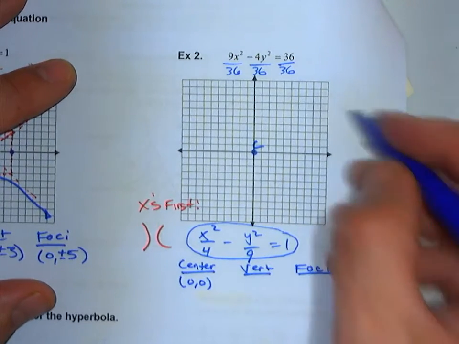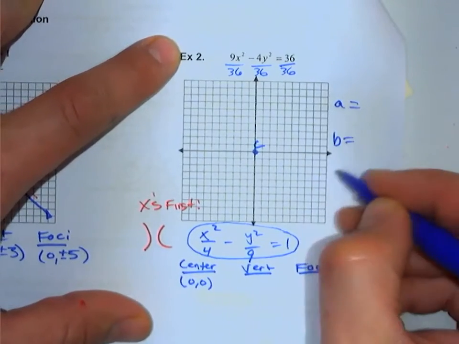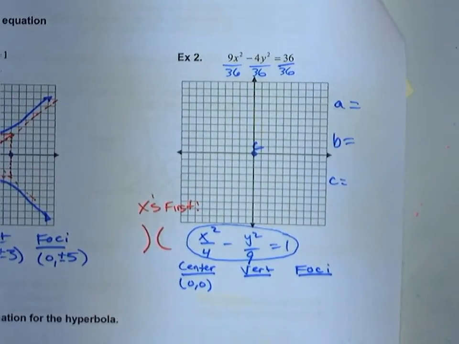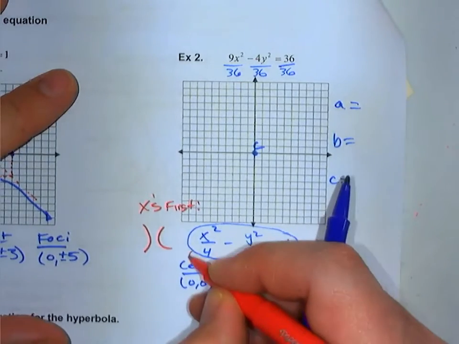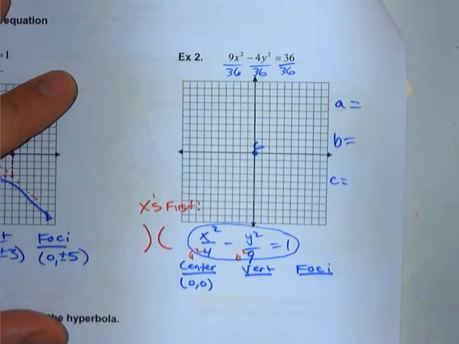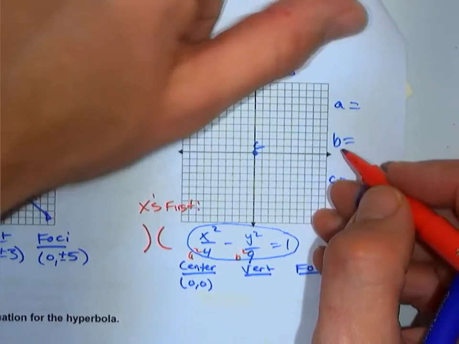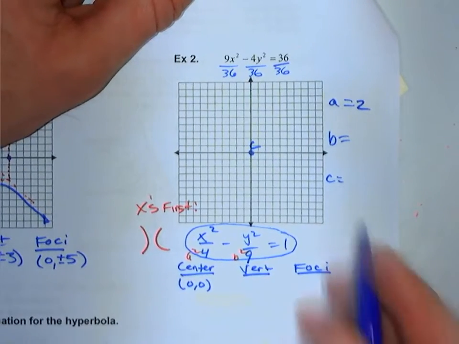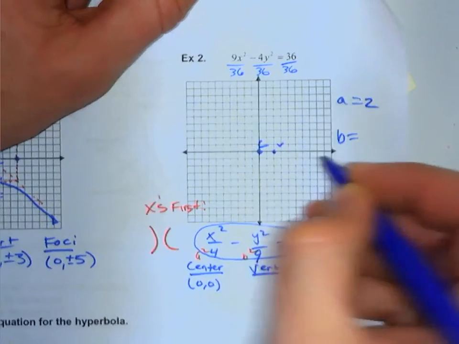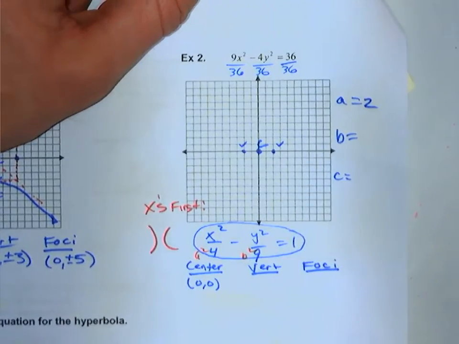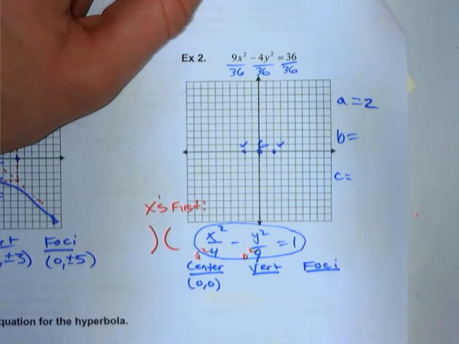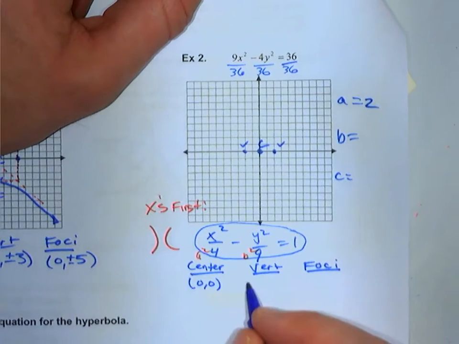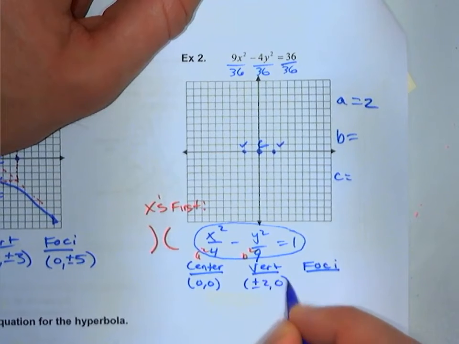Now I need my a and my b. a, b, c. a is not the biggest guy. It could be. But for hyperbolas, it's always the first guy. So this is a squared this time. This is b squared. So if I take a look, a squared is 4, square root it, you get 2. So I go over 2, 1, 2. 1, 2. And there's my vertices. So I go ahead and label those. So on left and right 2, so plus or minus 2, 0.